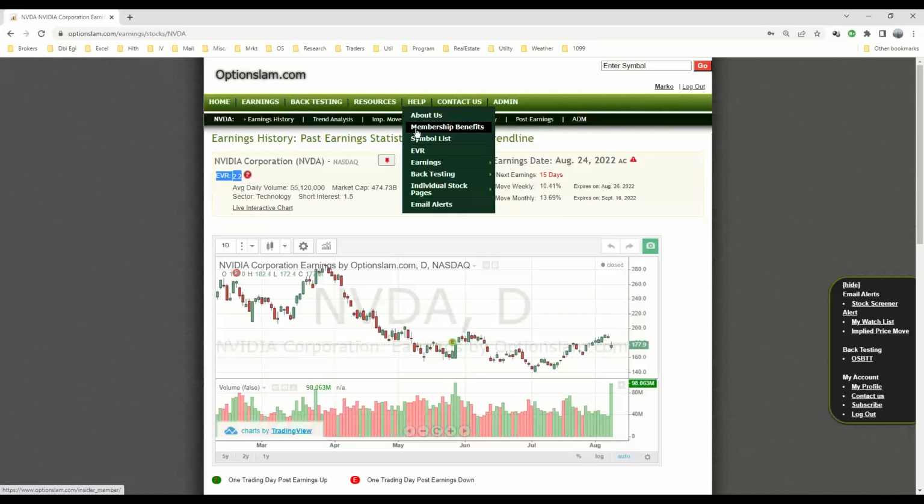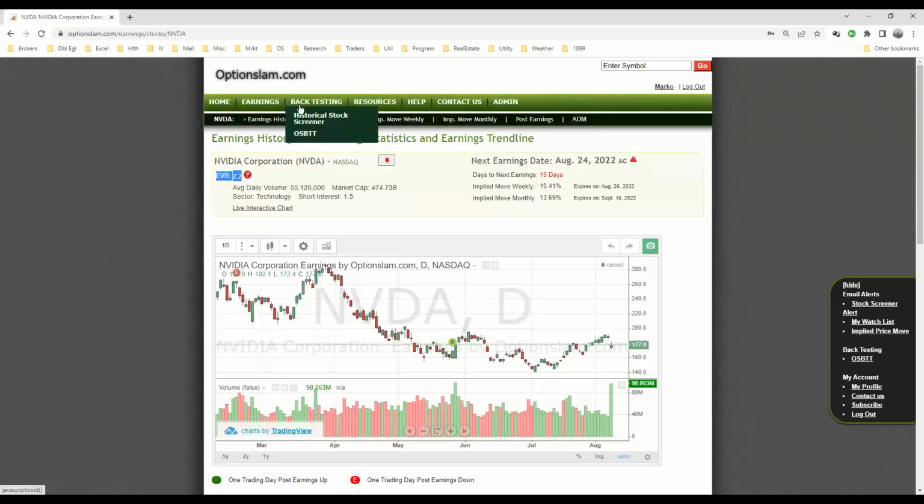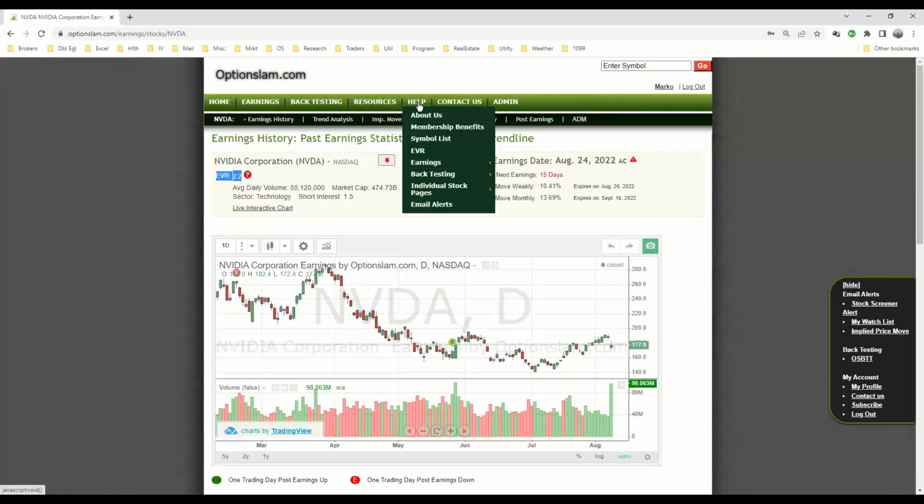I'm here on the help menu, just so you know. The help menu is designed after this navigation bar. So you can see there's an earnings tab, a backtesting tab, a resources tab. If you go to the help menu, you can see that there's an earnings tab, a backtesting tab, individual stock pages tab, etc. So that's just a little bit of a clue on how you can navigate through the help menu.